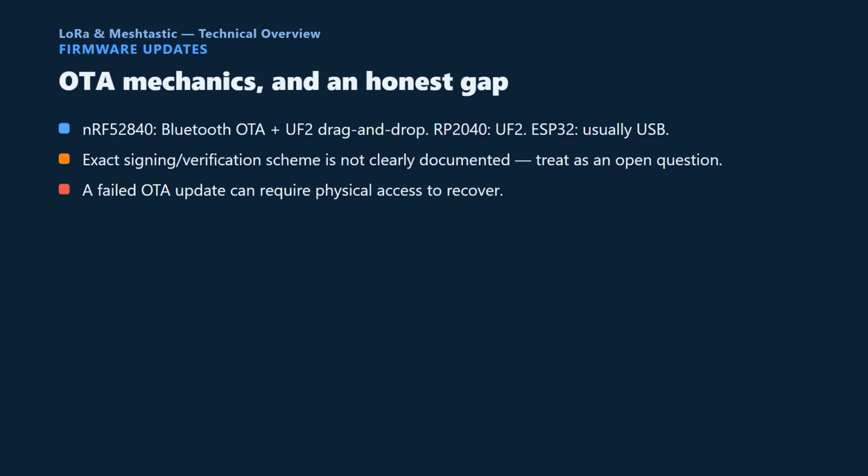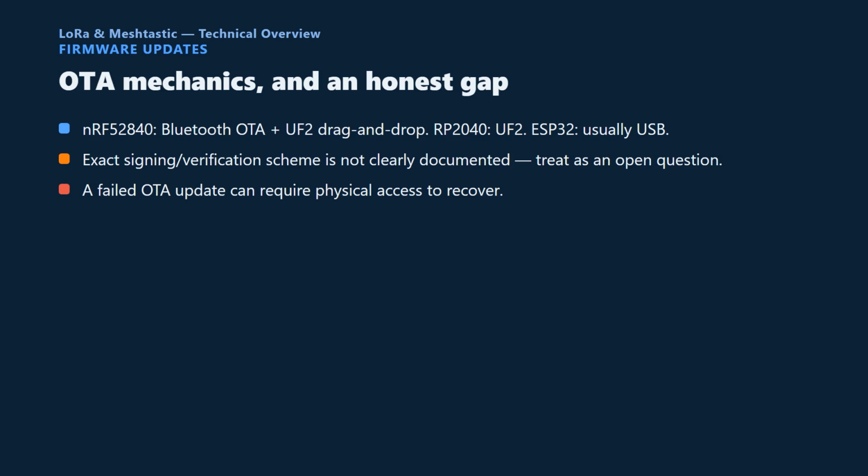Firmware updates depend on your hardware family. nRF52840 devices support Bluetooth over-the-air updates, plus drag-and-drop UF2 updates through the bootloader. RP2040 devices typically use that same UF2 drag-and-drop method. ESP32 devices have historically not supported true wireless app-triggered updates and are generally reflashed over USB.